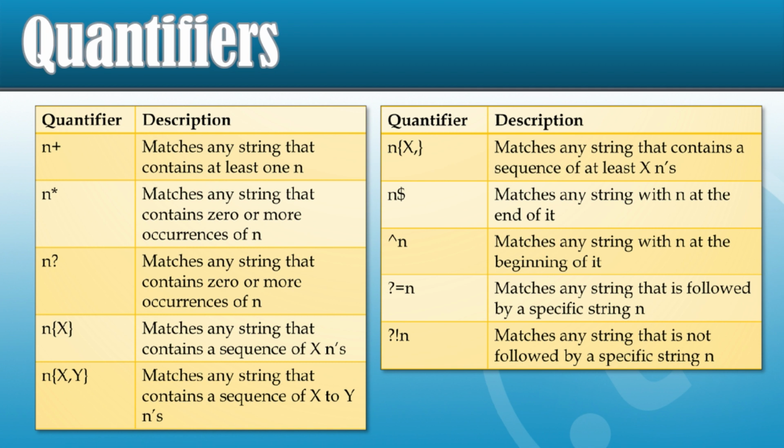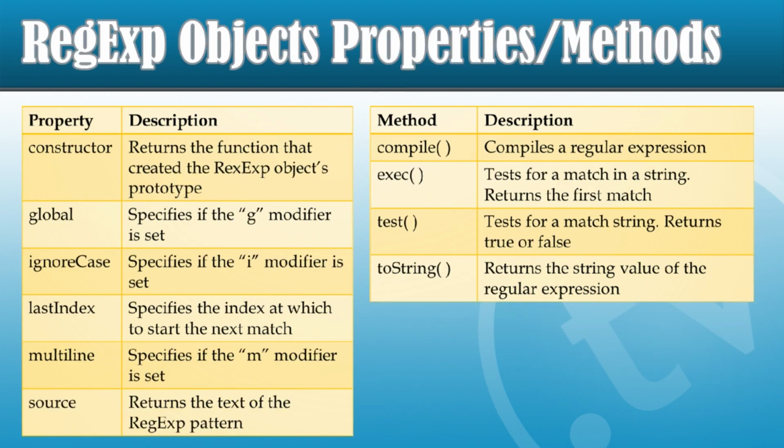This is very important. Caret is to signify the beginning of the string, dollar sign to signify the end of the string. ?=n matches any string that is followed by a specific string n. ?!n matches any string that is not followed by a specific string n.